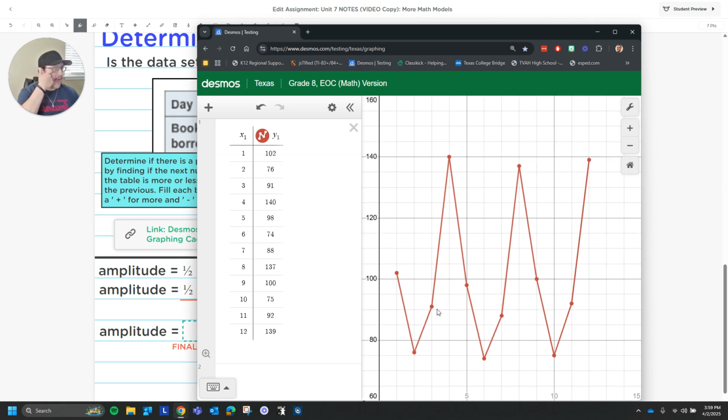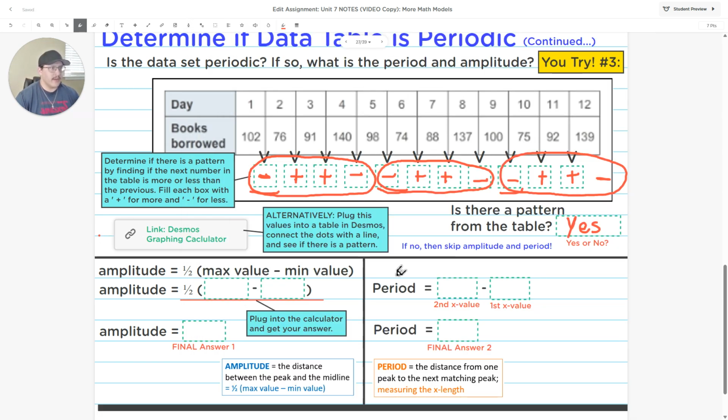Okay, and then again, we're checking to see if there are general patterns. Down, up, up, down, down, up, up, down, down, up, up. And looks like there is. I don't see any part of the graph where visually it does not look periodic. So, yes, according to the graph, it is periodic.